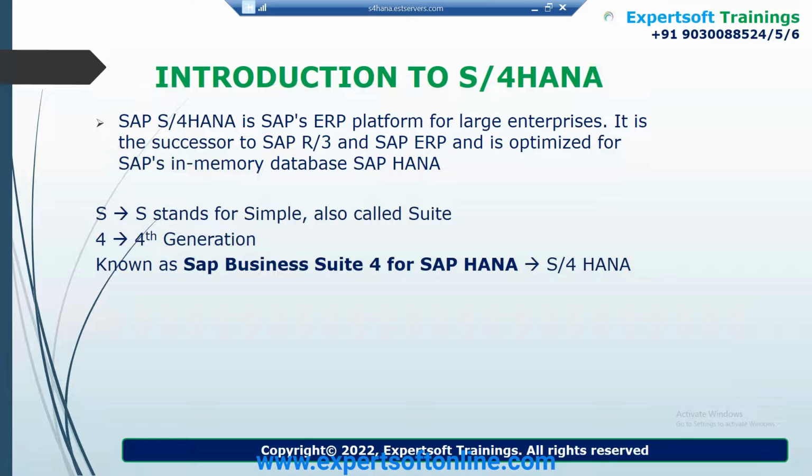Suite on HANA means you have changed the database only, but everything remains the same at the top level. You have the same tables like VBAK and all the different types of tables, and they remain the same. It's only the database you have changed, which helps increase the performance. Is this point clear? Yes.